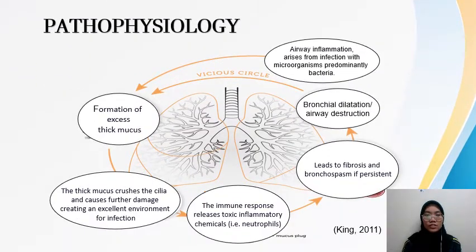Next, for the pathophysiology of bronchiectasis, it starts from airway inflammation, which arises from infection with microorganisms, predominantly bacteria. And it causes the formation of excess thick mucus. The thick mucus then crushes the cilia and causes further damage, creating an excellent environment for infection. Next, the immune response releases toxic inflammatory chemicals such as neutrophils that lead to fibrosis and bronchospasm if it persists. And it finally causes bronchial dilatation or airway destruction and leads to bronchiectasis.